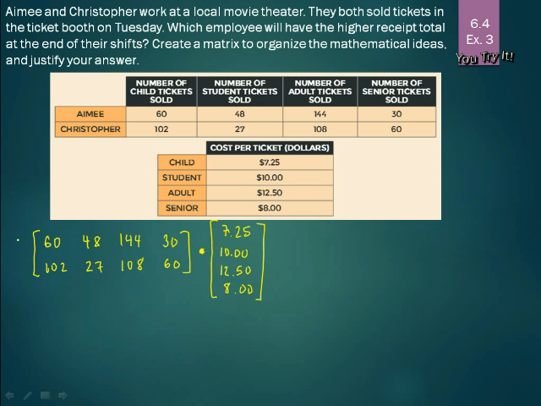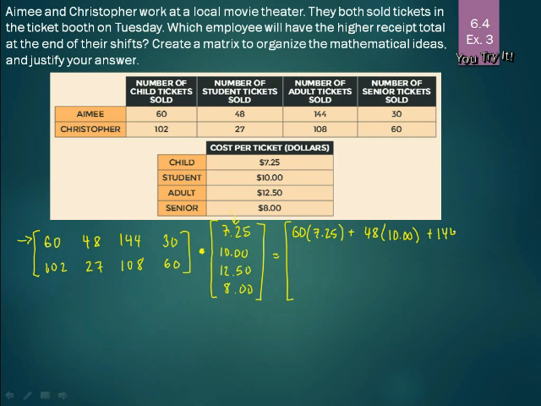Remember that in matrices, we multiply the first row by the first column. And so let's just look at it here. We'll end up multiplying 60 times 7.25. And that makes sense because that's the number of child tickets times the number that they each cost. And so that is lined up correctly. And then we would add the next one, 48 times 10. And again, that makes sense as well because those are the number of student tickets times the student ticket dollar amount. And then so on.